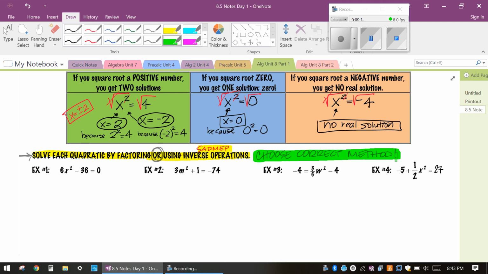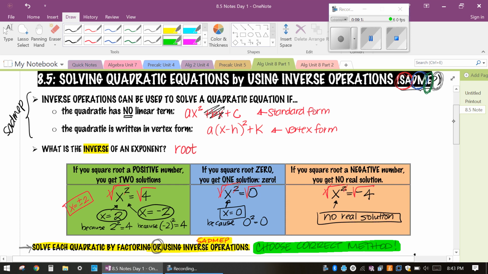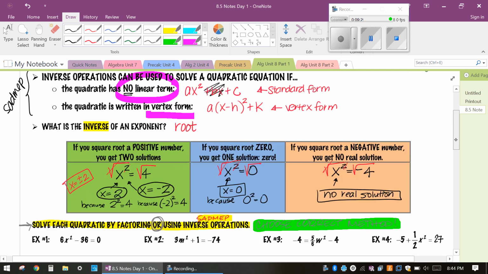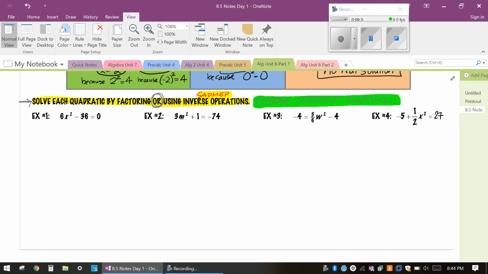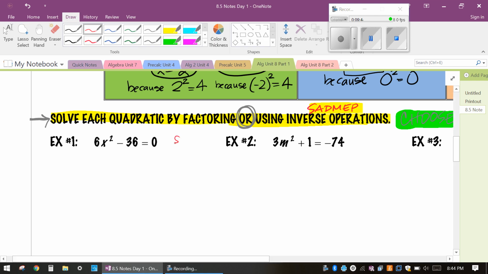Okay. Remember what we talked about previously. SADMEP, inverse operations, can be used to solve a quadratic if there is no linear term, or if your problem is written in vertex form. As I look at number 1, I notice that it has no linear term. It has a quadratic term and a constant term. So that means that I can use SADMEP to solve it.